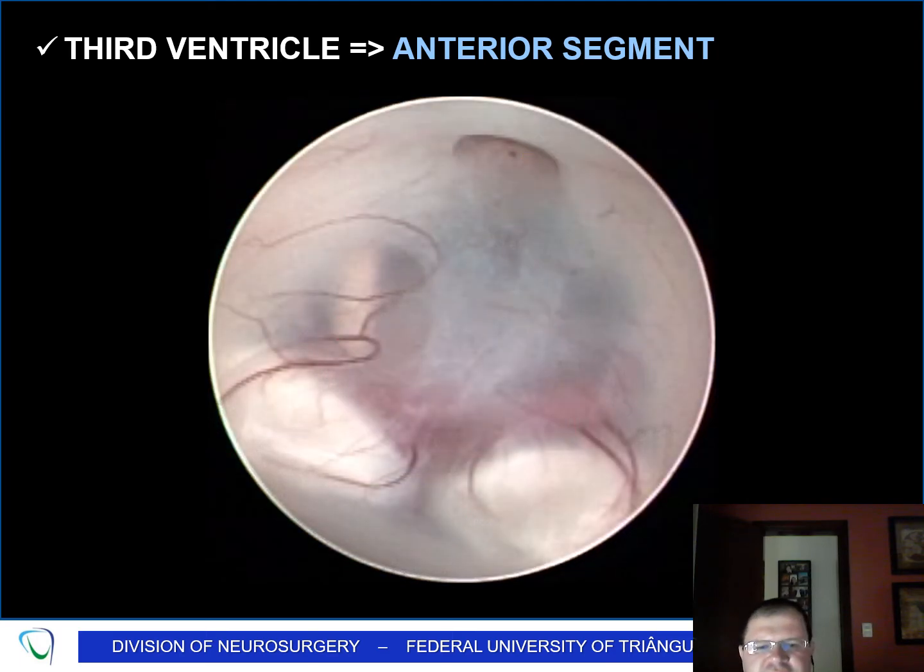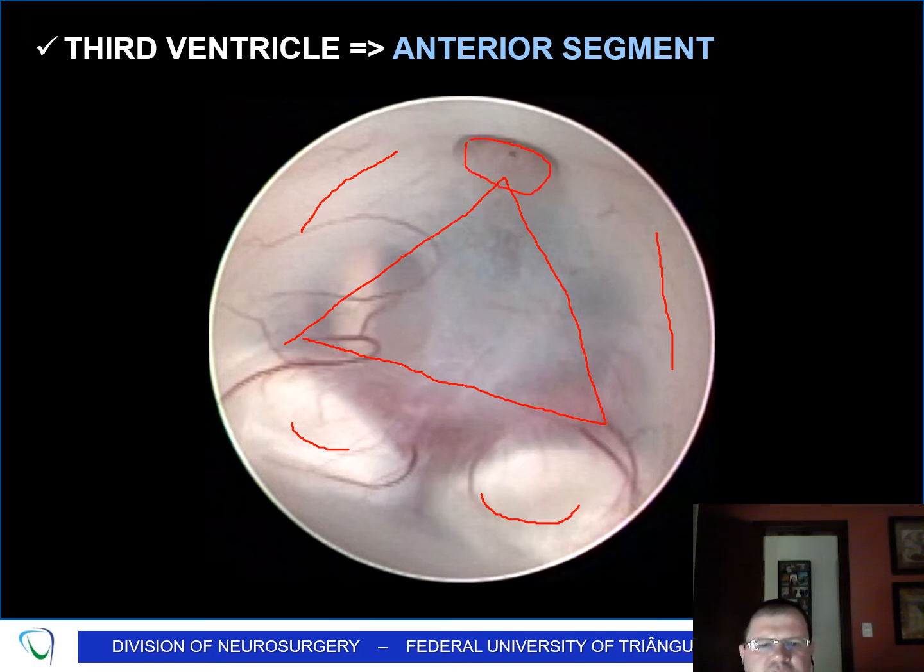The same you can see here, a right mammillary body, left mammillary body. Tuber cinereum is the triangular part. Laterally, we have right hypothalamus, left hypothalamus, infundibular recess here, and below the tuber cinereum, we can see the top of the basilar artery here, and its bifurcation.